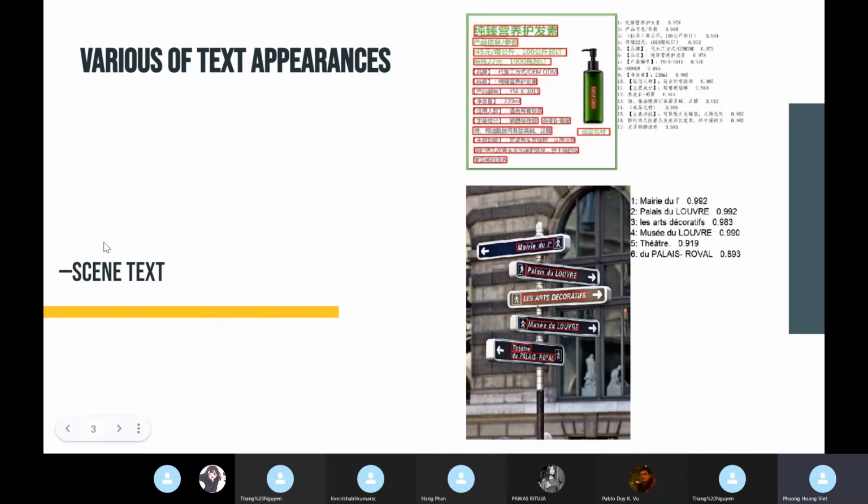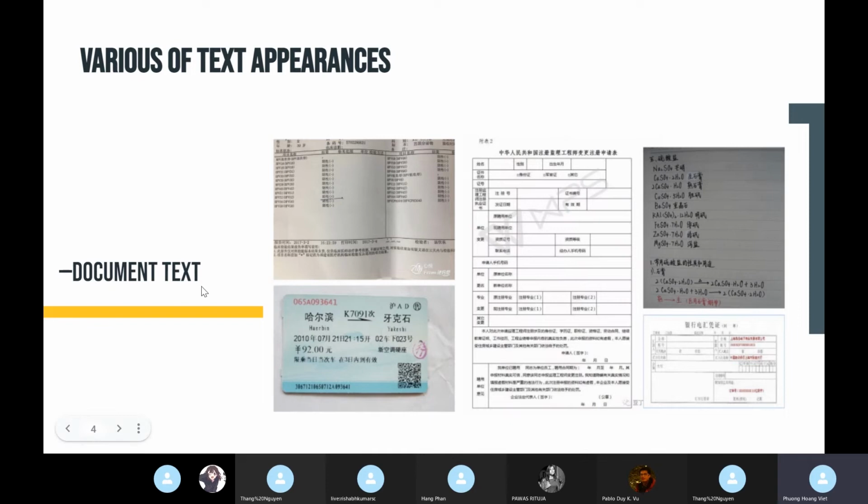The first is scene text, as you can see on the left side of the presentation. Scene text refers to the text in natural scenes here. And the second type is document text, where the document text is often encountered in practical applications. But document text has some different problems to be solved, due to the high density like this, or the long text.